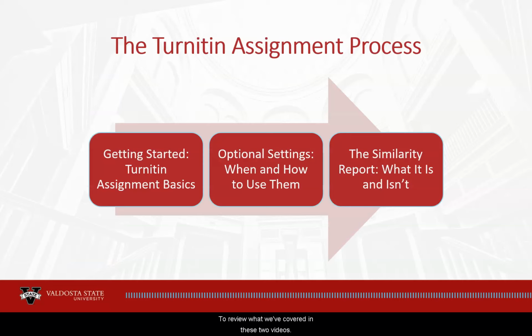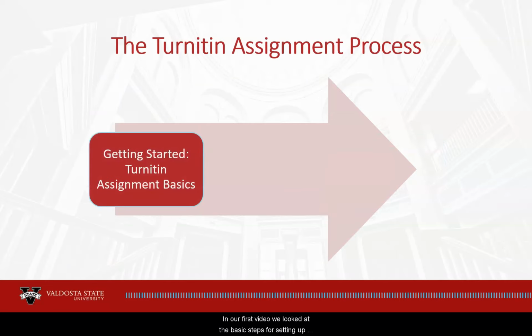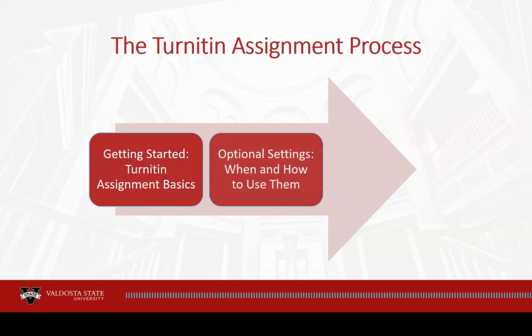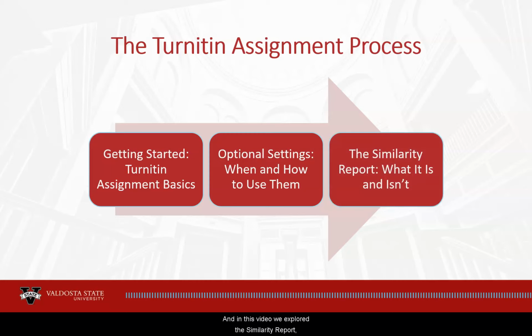To review what we've covered in these two videos, in our first video, we looked at the basic steps for setting up Turnitin in an assignment in BlazeVIEW, optional settings and recommendations for when and how to use them for various types of assignments. And in this video, we explored the Similarity Report, including some misconceptions about it and how to review the data to help your students. Specifically of note, how you must consider context when reviewing anything in the Similarity Report. We hope this information has given you some helpful insight into how to thoughtfully use Turnitin tools and features in your course to promote academic integrity and student success.